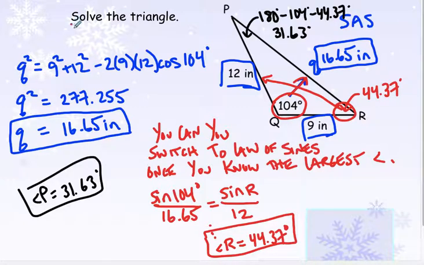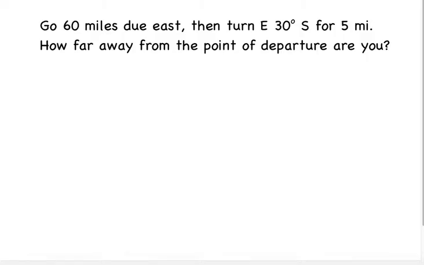All right, and remember, whenever it says to solve a triangle, you find all the missing pieces. So we had to start with law of cosines, but then we could switch to law of sines. Or you can continue with law of cosines as much as you want. There's no issues with law of cosines. Law of sines has issues because of the ambiguous case. That's why you need to know the largest angle before you can switch to law of sines. All right, here's another example.